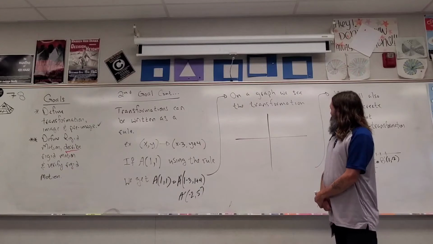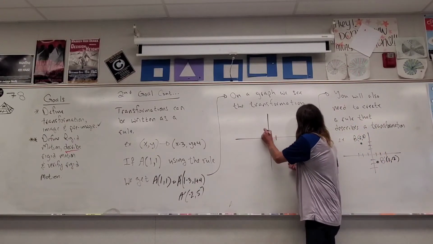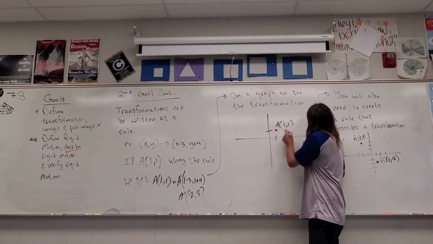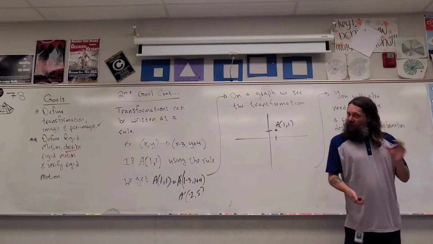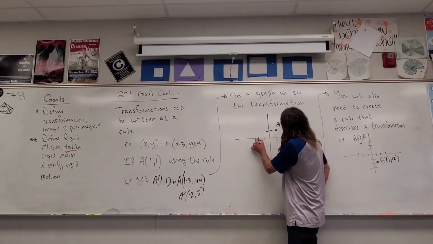Okay? And so on a graph, we're going to see the following transformation. So we're at (1, 1), which is A, and we're going to call this a translation, sliding. And we get moved to (-2, 5).